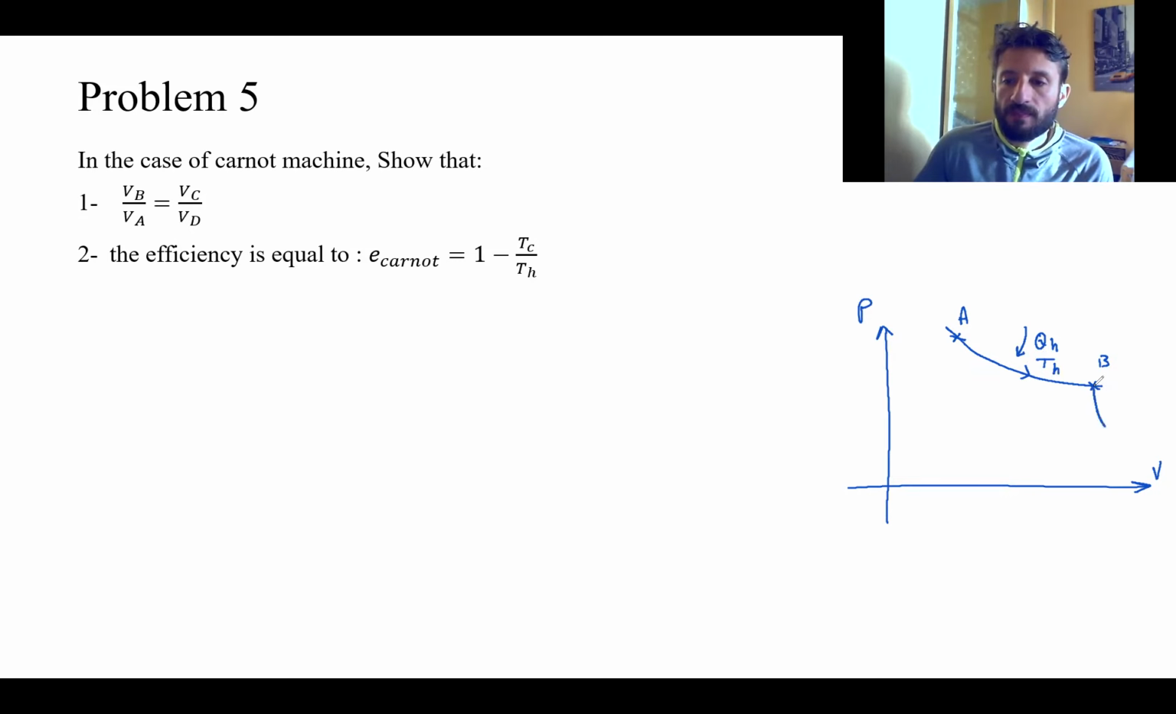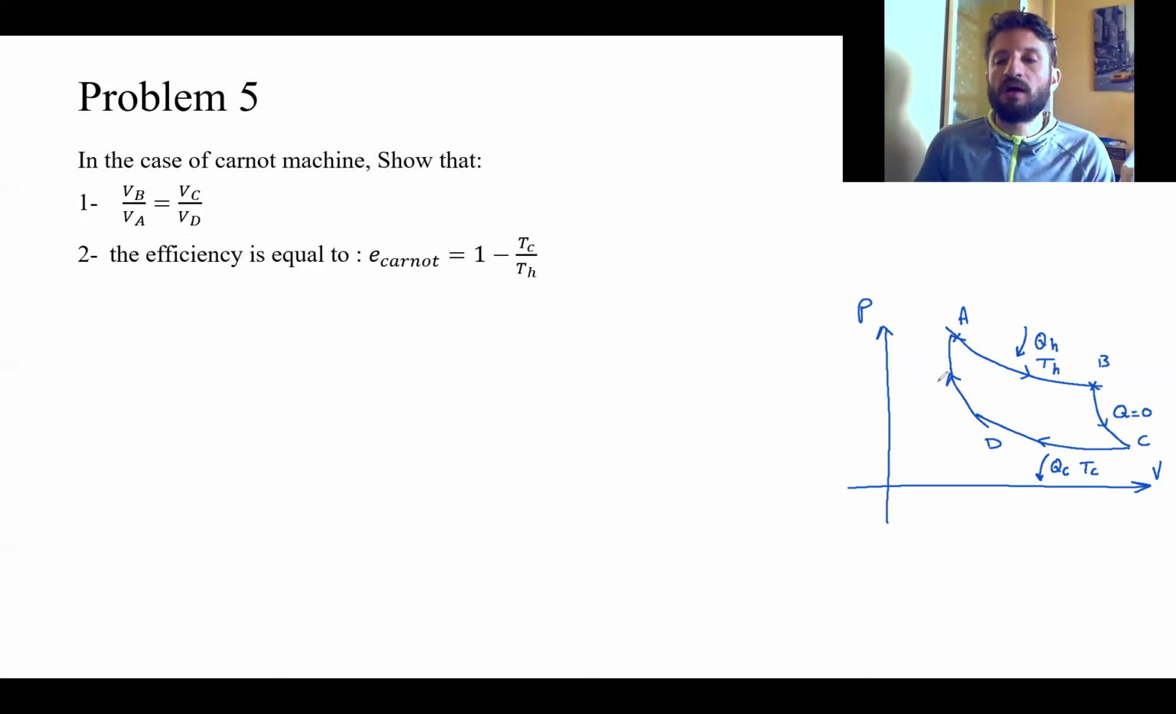Between B and C we have an adiabatic process, Q equals 0, and between C and D we have Q cold out of the system, which is negative, and TC equals TD is T cold. And between D and A, we have an adiabatic process, Q equals 0.